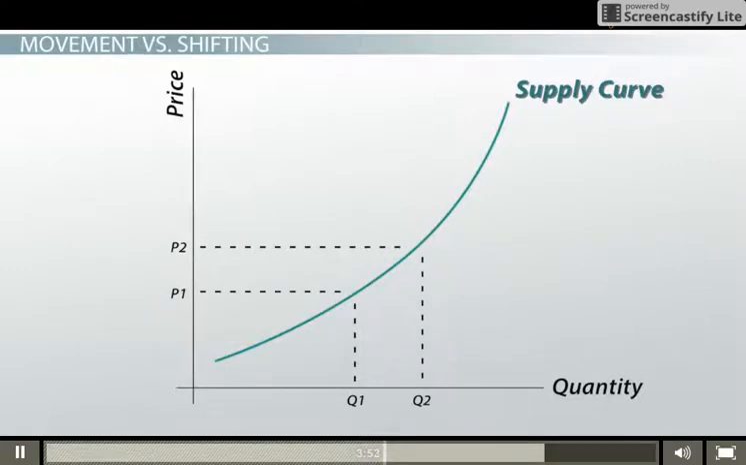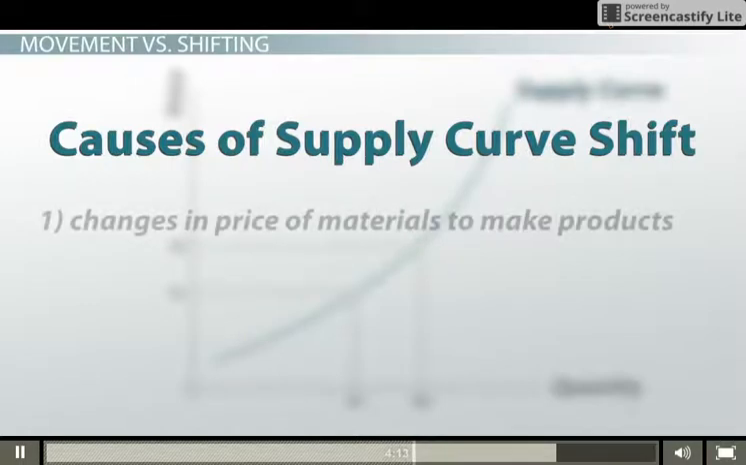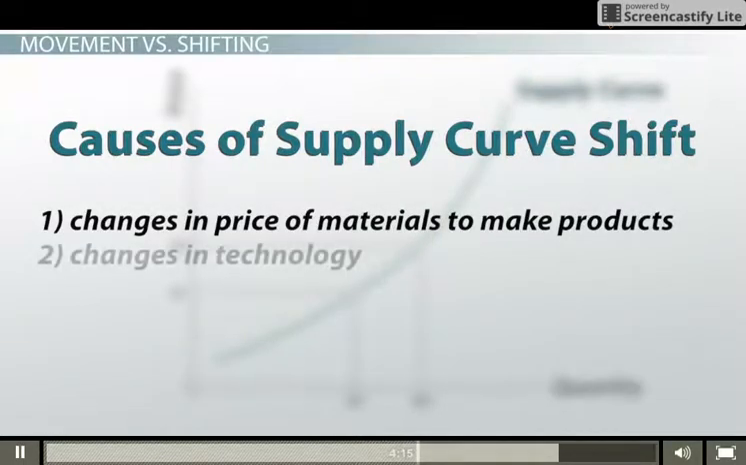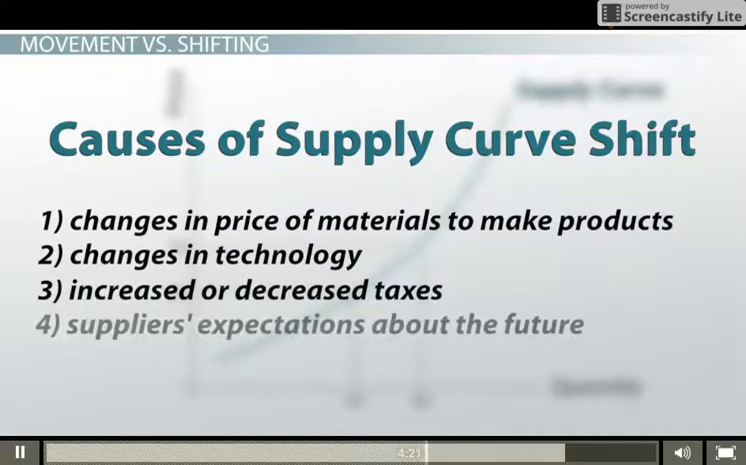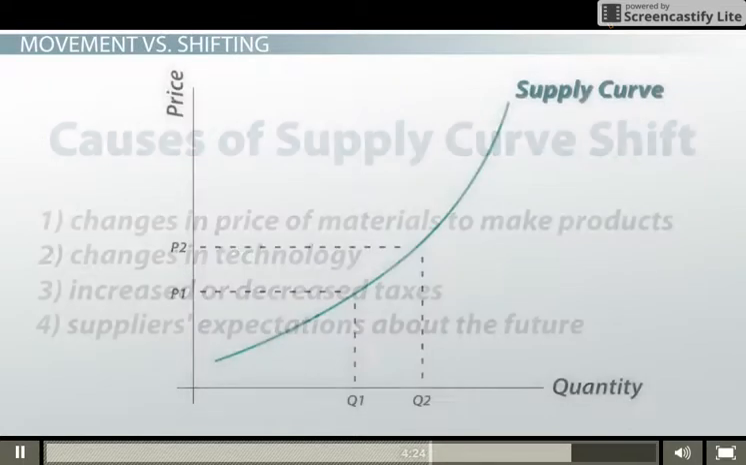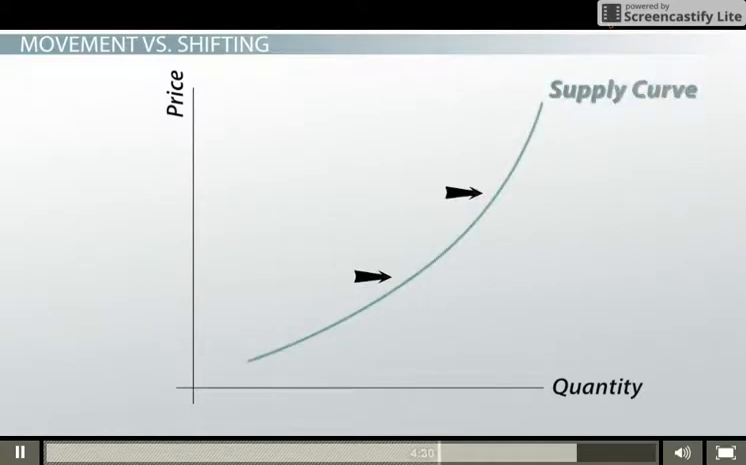Just as there can be shifts and movements in the demand curve, there can also be shifts and movement along the supply curve. Other lessons will go much more in detail about different shift factors and how they work. But for the purpose of this lesson, it's worth mentioning a few of the things that cause the entire supply curve to shift left or right. They are changes in the price of materials to make products, changes in technology, increased or decreased taxes, and suppliers' expectation about the future. It's important to remember that when the entire supply curve shifts, sellers are now willing to offer different quantities of product at different prices than they were before.